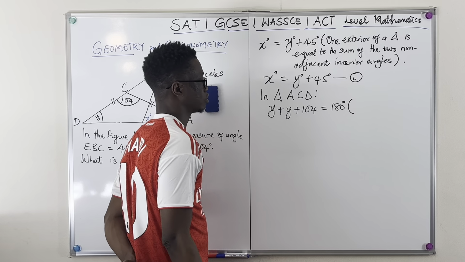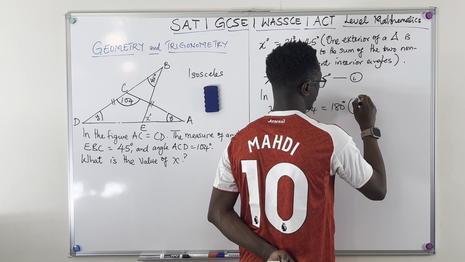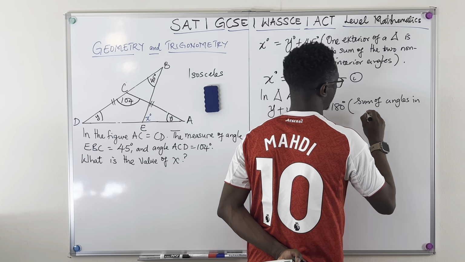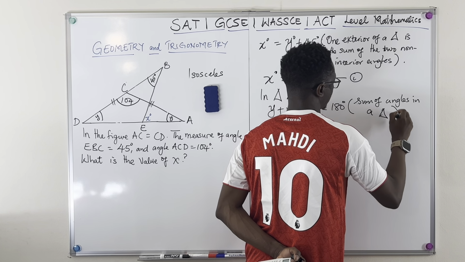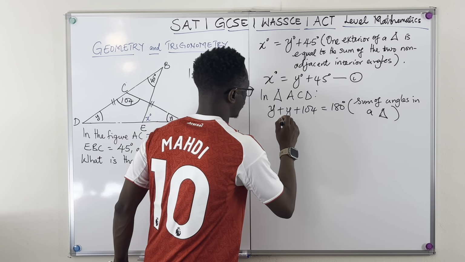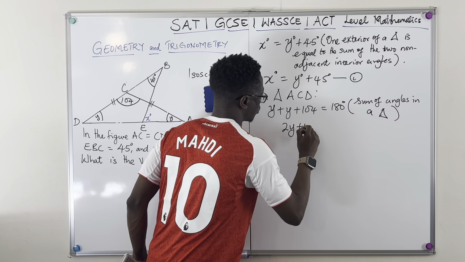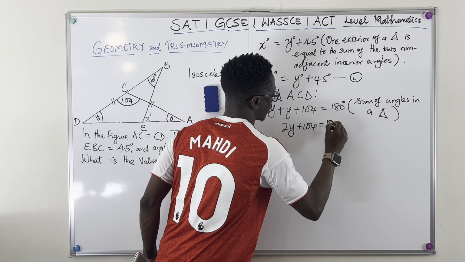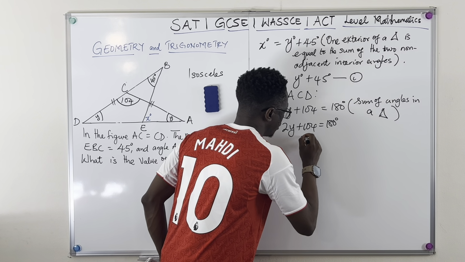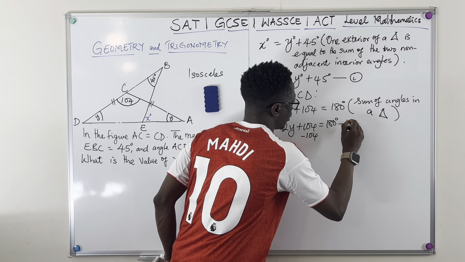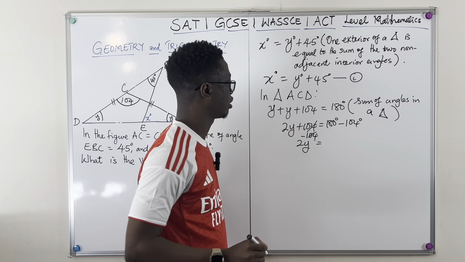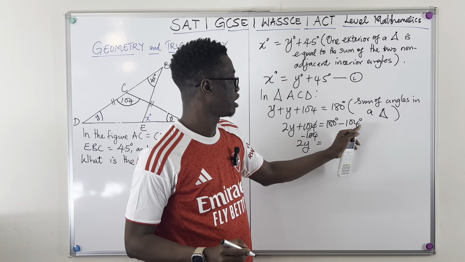Again, you write the reason: the sum of angles in a triangle. You can write it in full; I'm just writing the triangle symbol. Now this and this gives you, of course, 2y plus 104 equals 180 degrees. You are in need of y, so you subtract 104 here and 104 here. So 2y is equal to 180 minus 104.